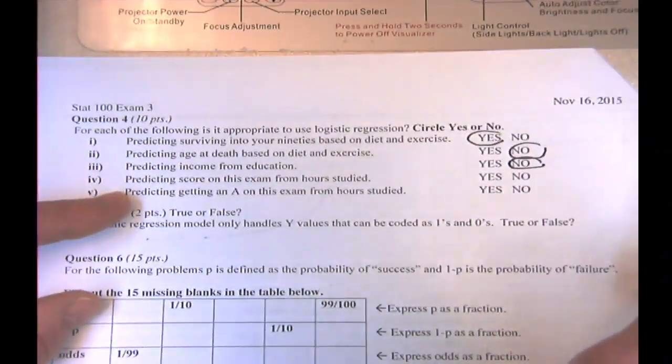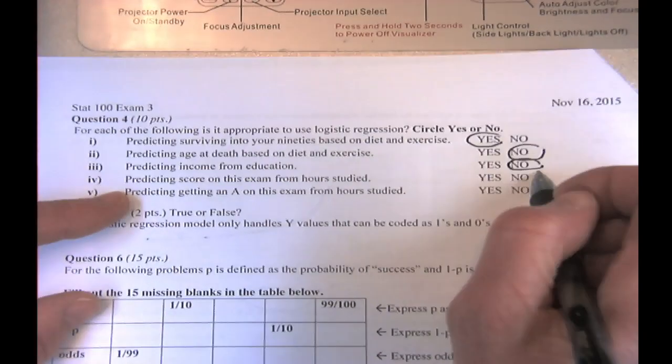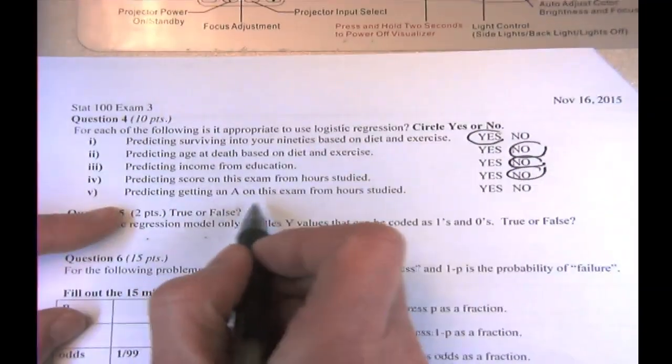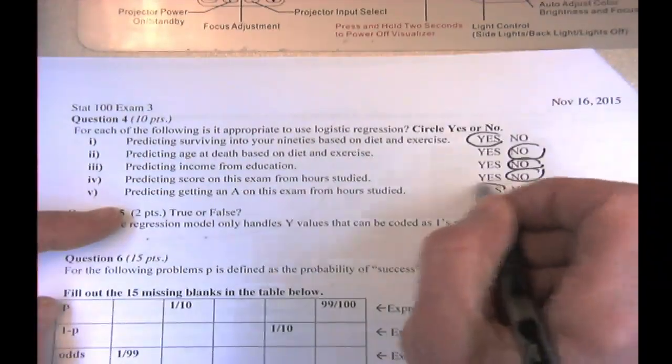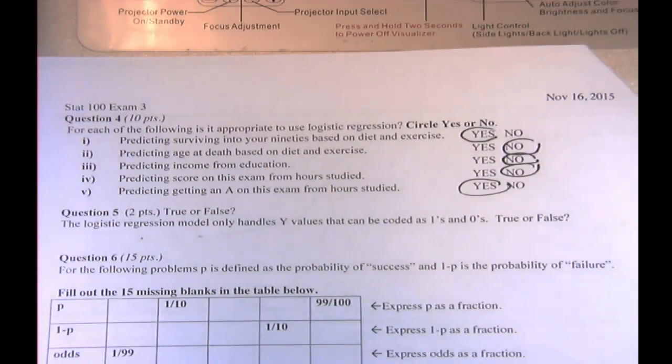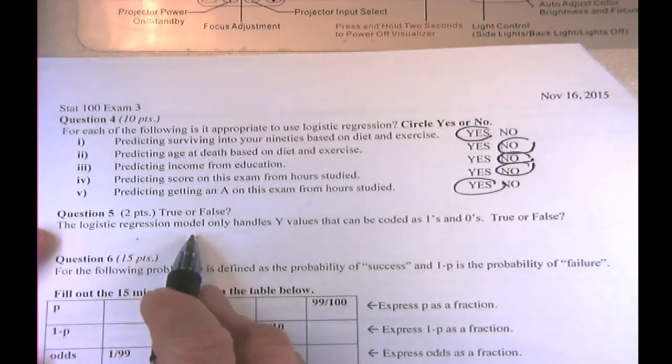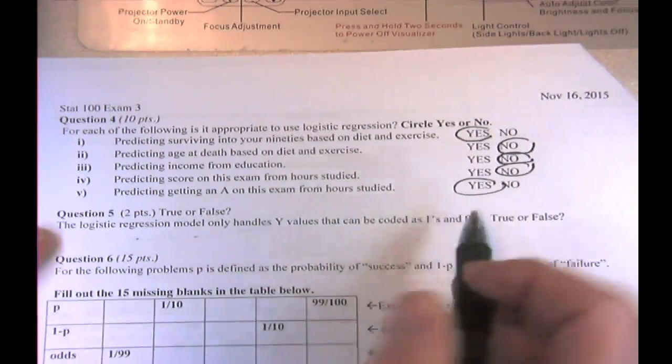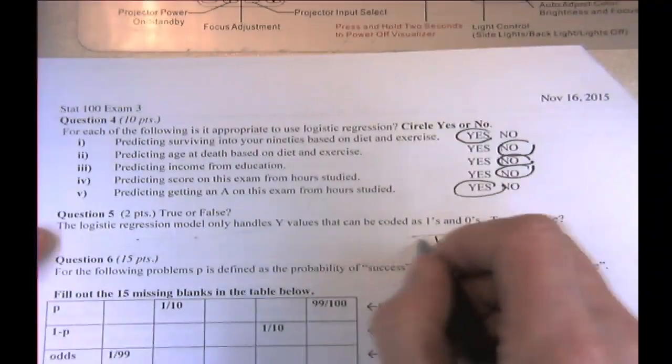Predicting the score on this exam from our study, again, no. But predicting whether you get an A or not on this exam, yes. That's a 0, 1 variable. Understand? What you're predicting has to be 0, 1. The X can be either 0, 1 or quantitative. All right. So, true or false? The logistic regression model only handles y values that can be coded as zeros and ones. Absolutely true.